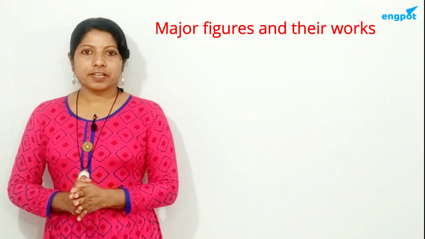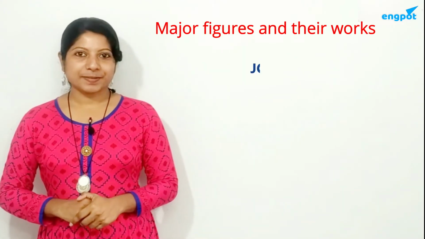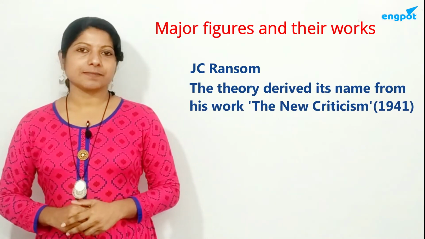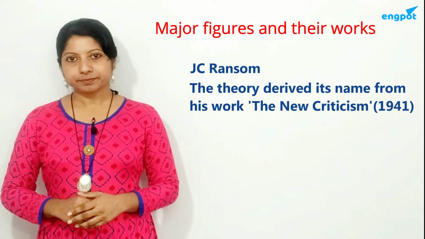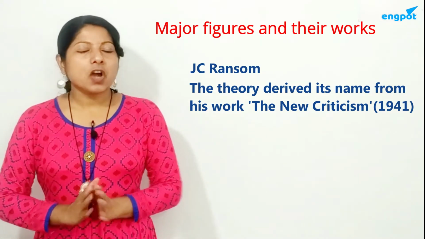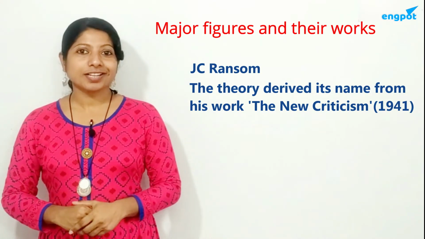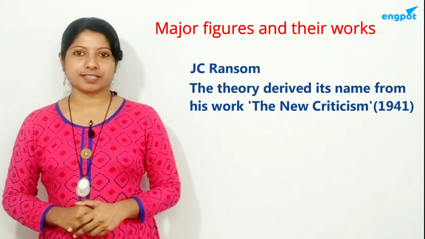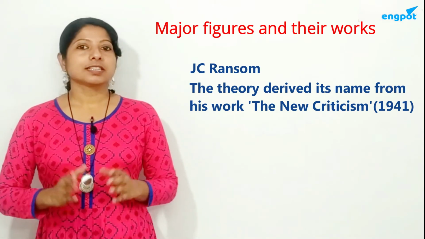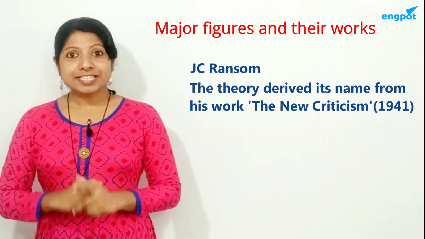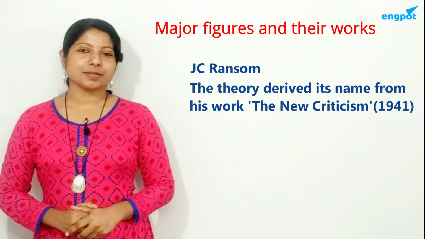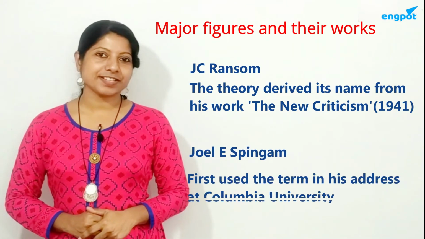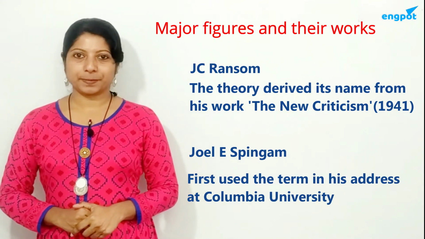Now, another major figure is J.C. Ransom. The theory derived its name from his work, The New Criticism, that appeared in 1941. The New Criticism did not have any name until the appearance of J.C. Ransom's work. So that is how the theory derived its name. And the term the New Criticism was first used by Joel E. Spingarn in his address at Columbia University.